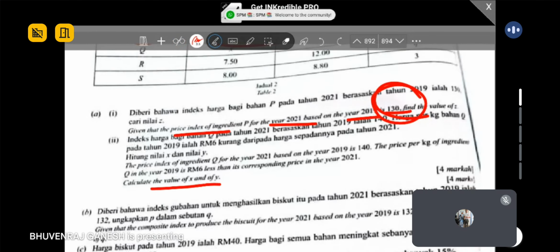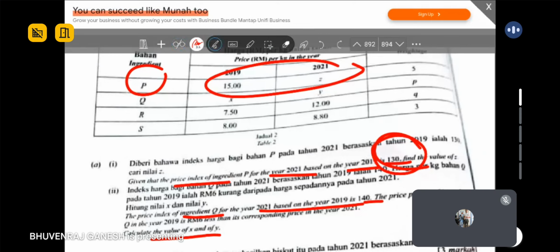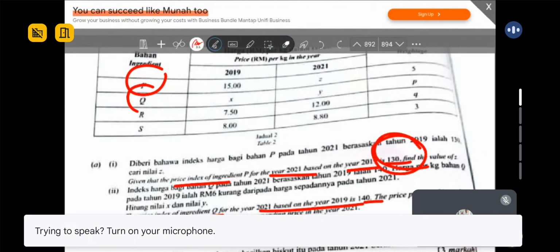Mereka suruh cari nilai X dan Y. Okay, they say ingredient Q 2021 berasaskan 2019 140. Okay, so now we focus on Q, means these two. Okay, so 140.